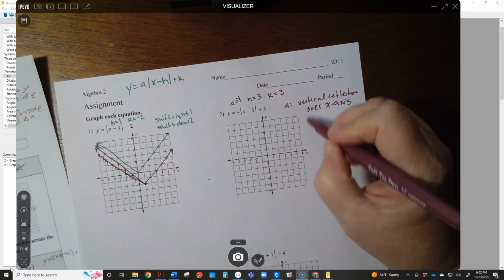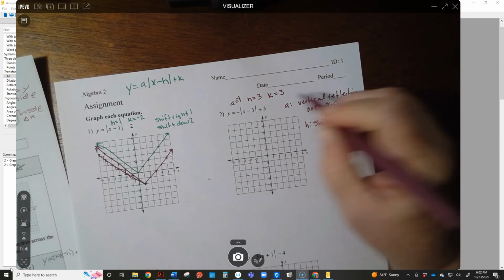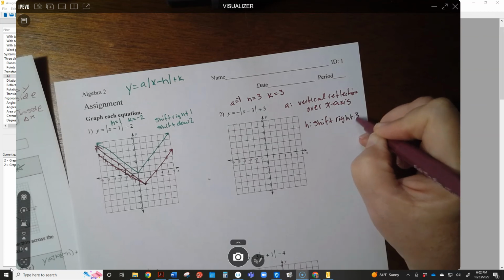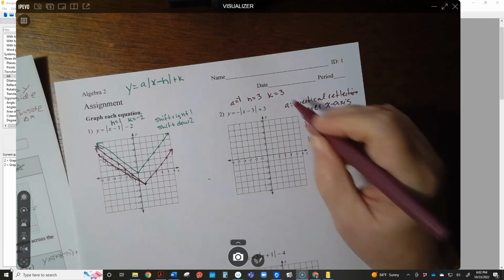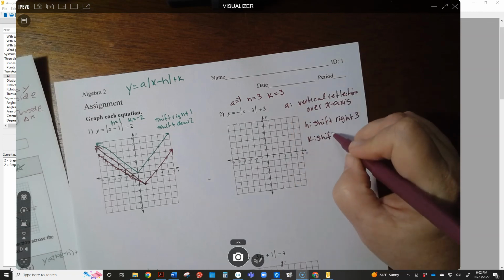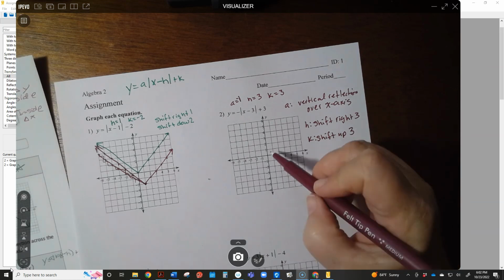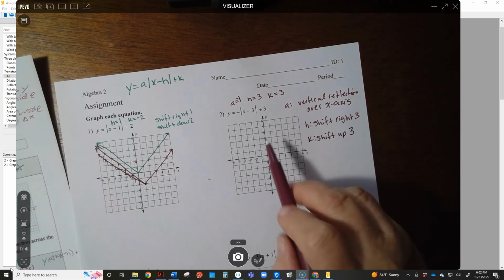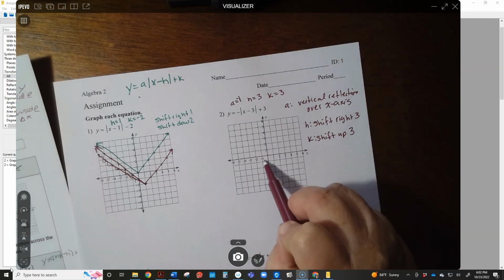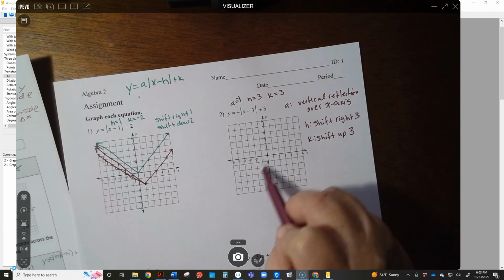And then the h is making us shift. It's a +3, so it's going to go right 3. And the k is making this shift. It's a +3, so it's making it shift up 3. Okay, so again, keep in mind where the parent function is. The reflection doesn't change the vertex, but it is going to make the branches go down instead of up.